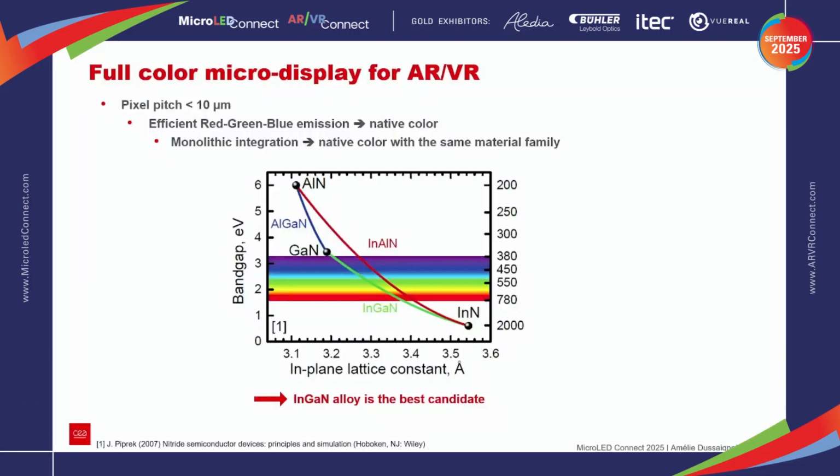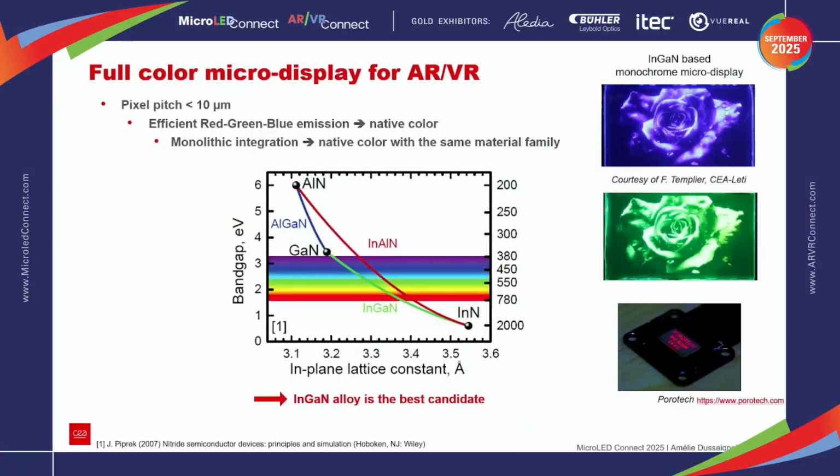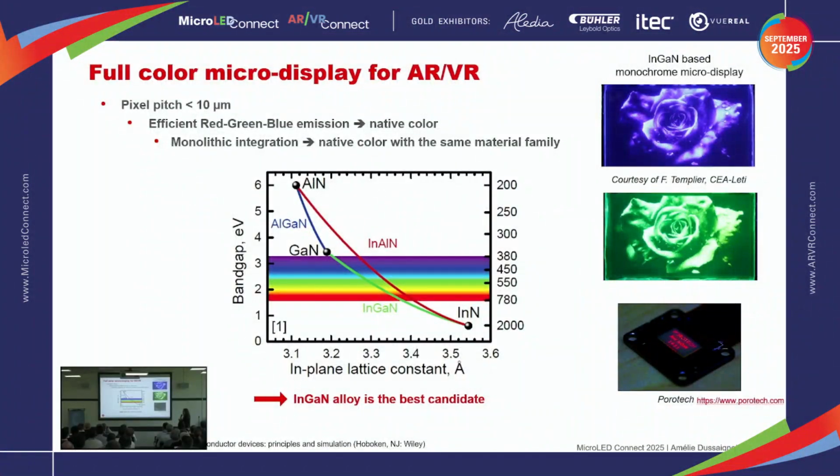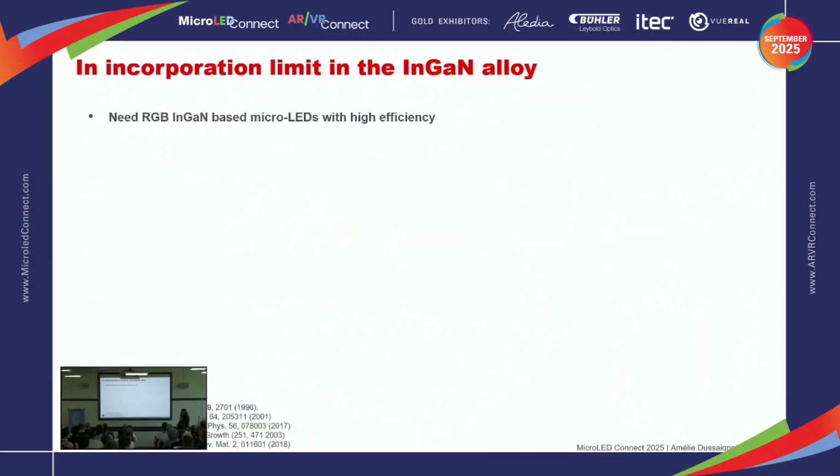And so for that, InGaN is the best candidate, as it can theoretically cover the whole visible range by tuning its indium content. And as you know, it is possible to get monochrome microdisplays with the III-nitride family from blue to red, but how to get those three primary colors in a single epitaxy on the same substrate? So first, about the efficiency.